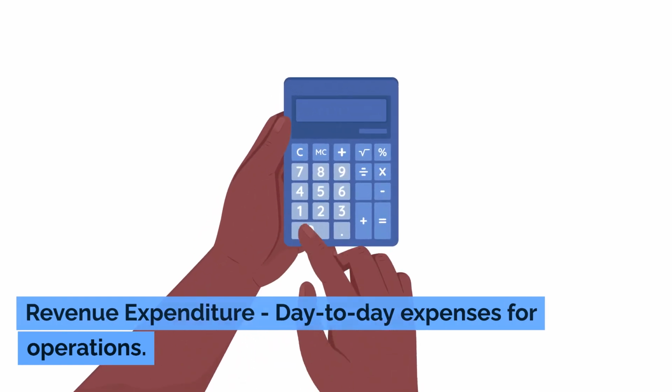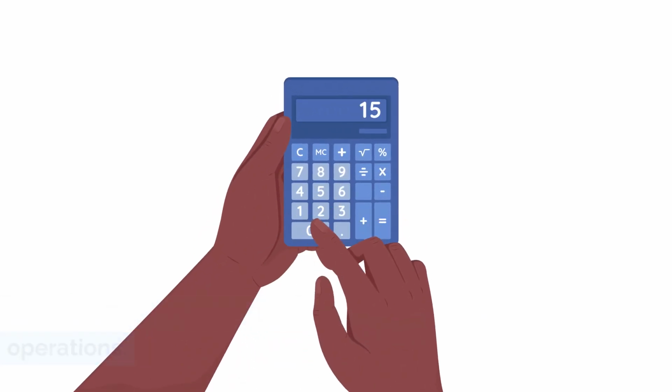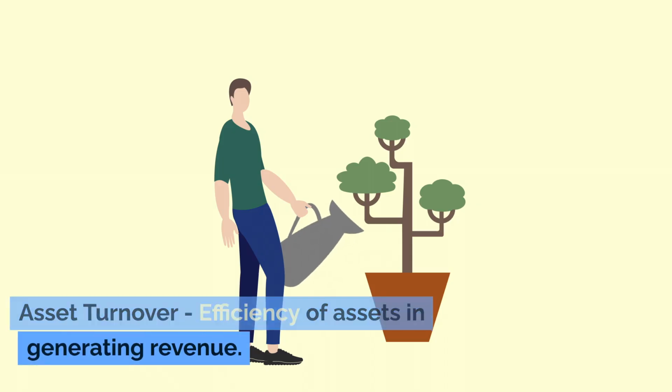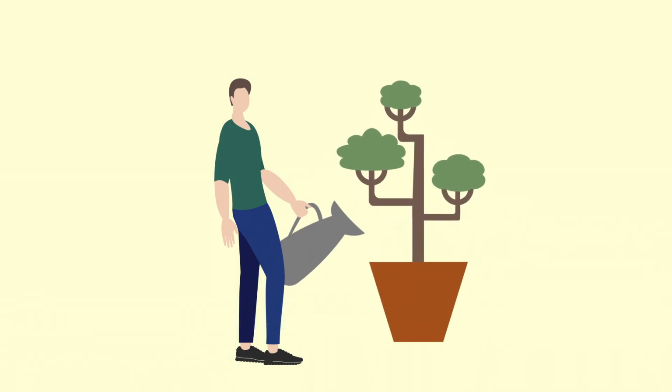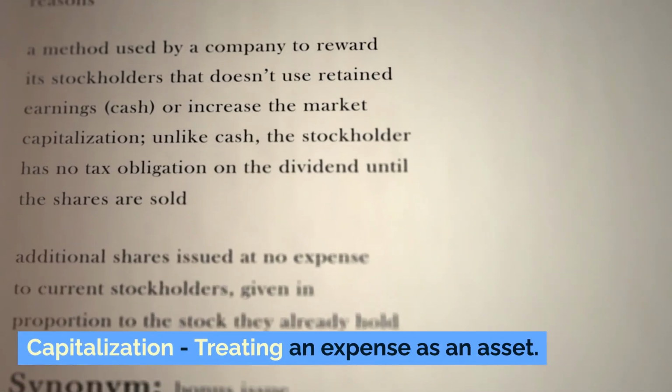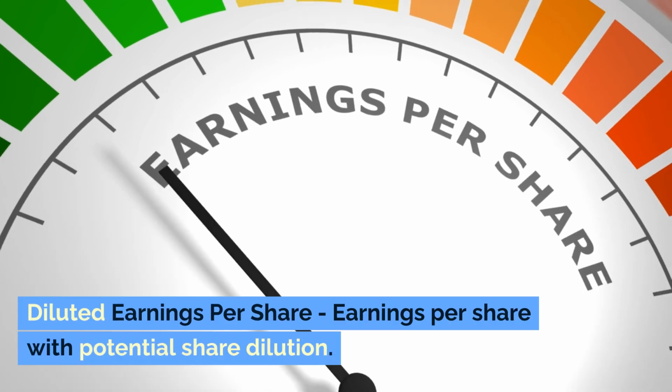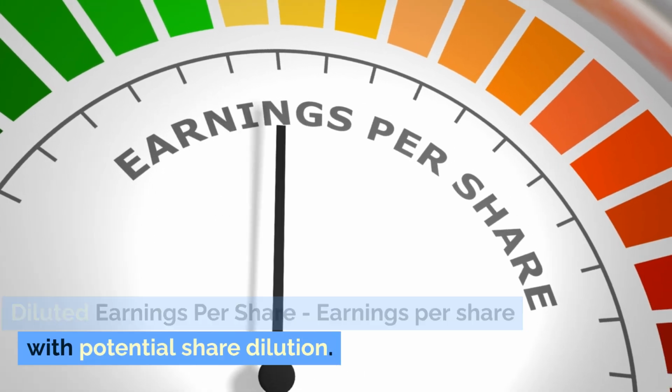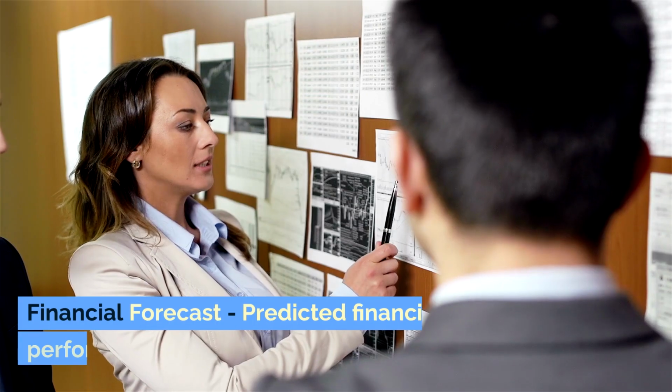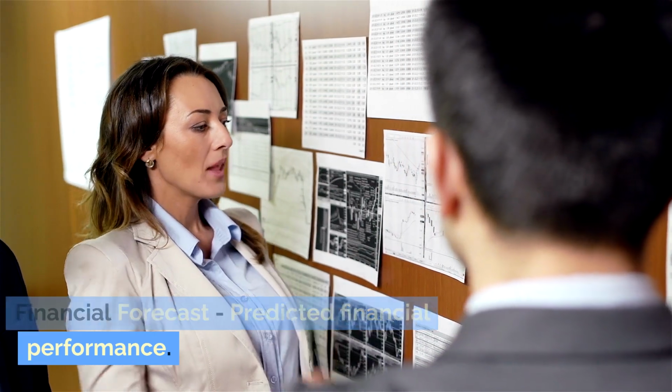Revenue expenditure: day-to-day expenses for operations. Asset turnover: efficiency of assets in generating revenue. Capitalization: treating an expense as an asset. Diluted earnings per share: with potential share dilution. Financial forecast: predicted financial performance.